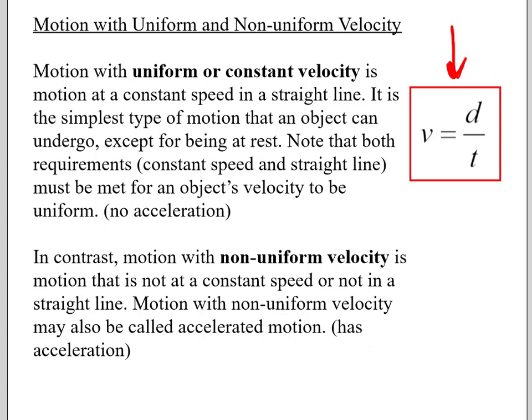What it means though is there's no acceleration. That's a really important concept, and we'll spend more time talking about what acceleration is. That means that the velocity or speed will be constant throughout the entire problem. Non-uniform velocity is motion that's not at a constant speed. It's not in a straight line. And so it could be accelerated motion or motion that's happening in a curve.